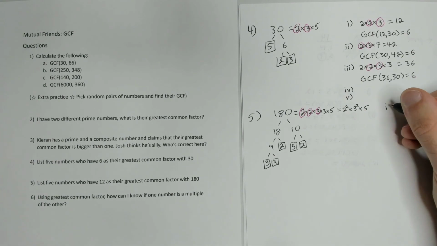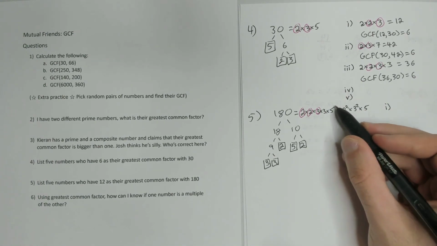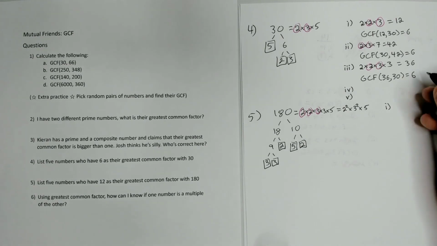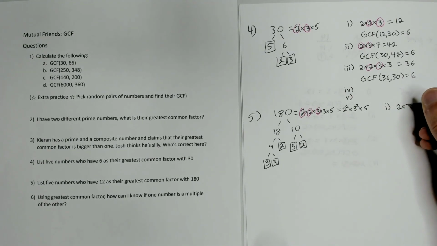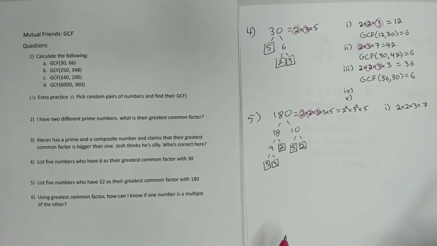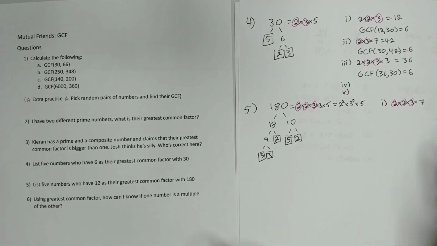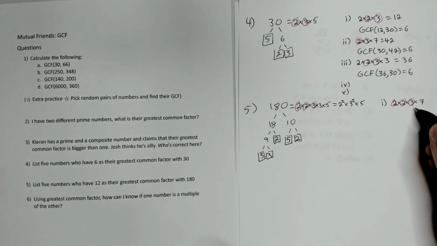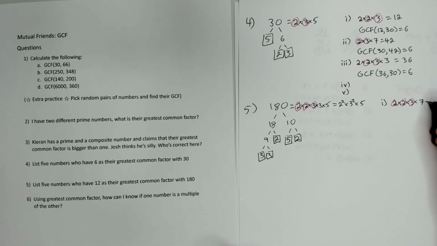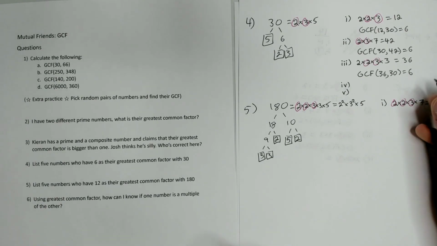So now we need to list 5 numbers that have 2, 2, and 3, but nothing else in common with 180's prime factors. So we could do something like 2 times 2 times 3 times 7. That would be valid, right? We don't have another 3 or 5 in there, so the only common prime factors here are 2, 2, and 3. All right, so when we multiply this out, what are we going to get? We're going to get 2 times 2, which is 4, times 3, which is 12, times 7, which should be 84. All right, so we get then that the greatest common factor of 84 and 180 is going to be 12.